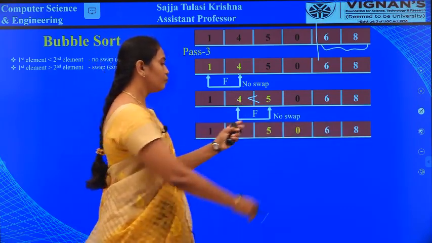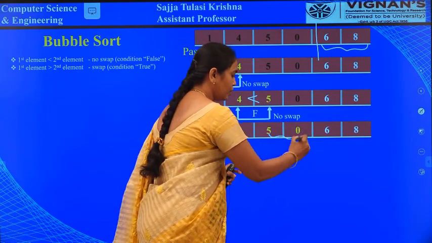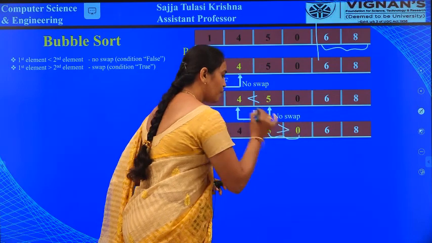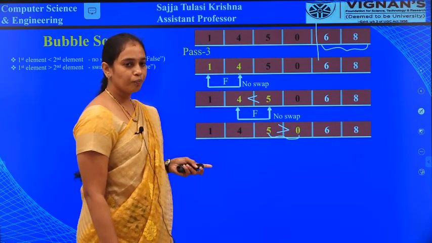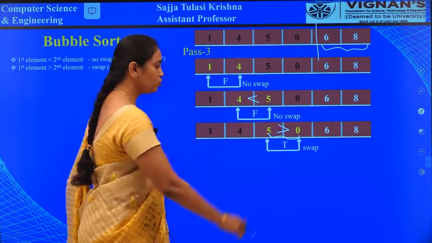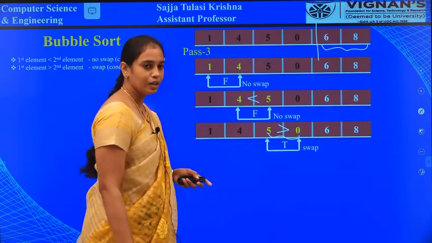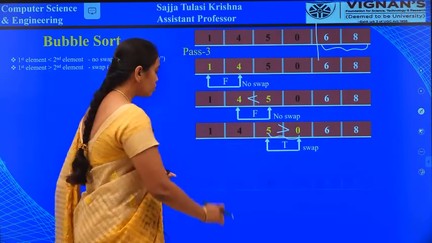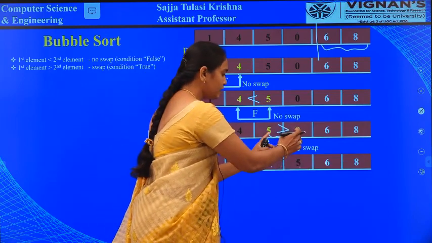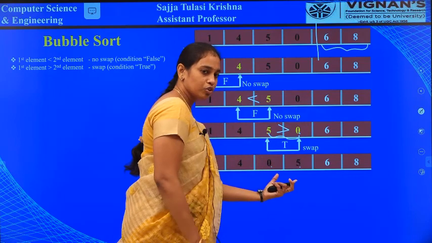Now see, the comparison is done with these two elements. Here 5 is greater than 0. Now the condition is true, so we need to swap these two elements. Okay, so now see 0 and 5: 5 and 0 are swapped in their positions.